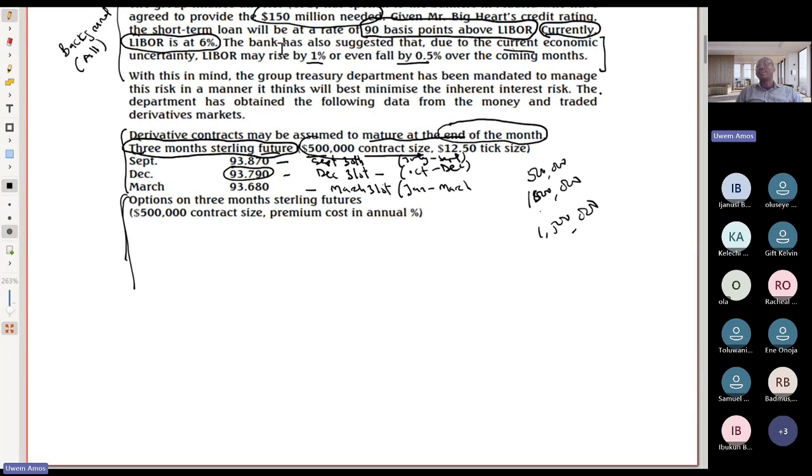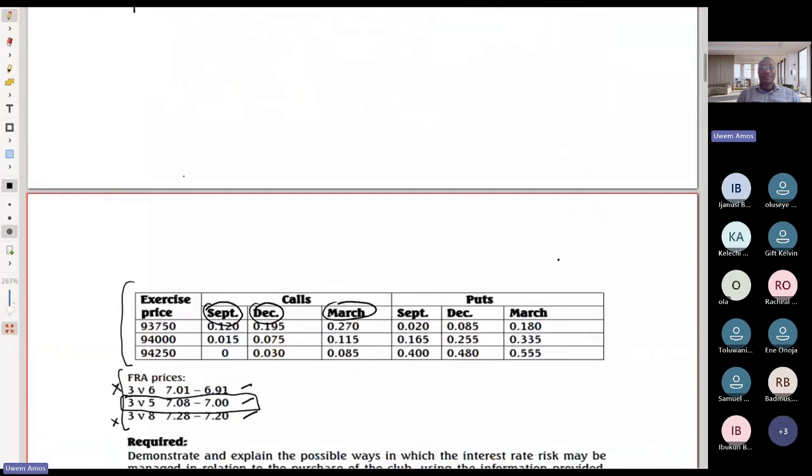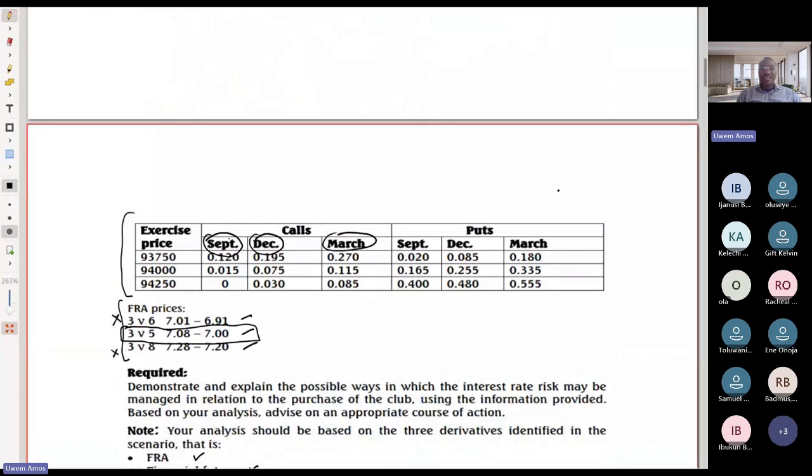So he needs to borrow on December 16th. They are 3-month contracts and they expire at the end of the month. So what that definitely means is that our September option, which is what we have here, expires on September 30th, and that would have been open for July to September. Mr. Big Heart needs to borrow on December 16th, so that September contract will not be open by December. So he can't go for the September option.